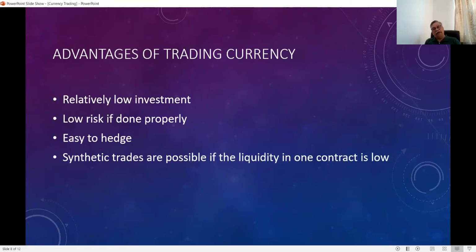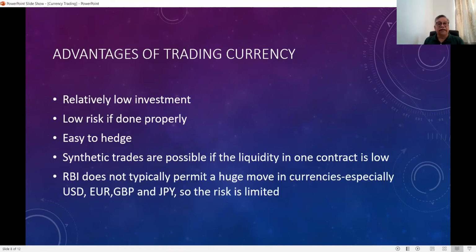The same works for yuan, Japanese yen or pound. Just recently I did this synthetic in pound dollar. When the pound was falling, I shorted pound and bought dollar futures. Then, as they came closer, I squared off both legs together. Just synthetics. And as RBI does not typically permit huge moves in currencies, risk is limited.